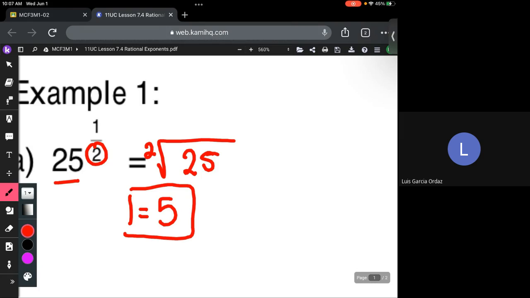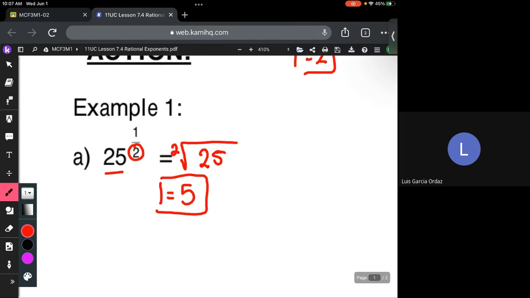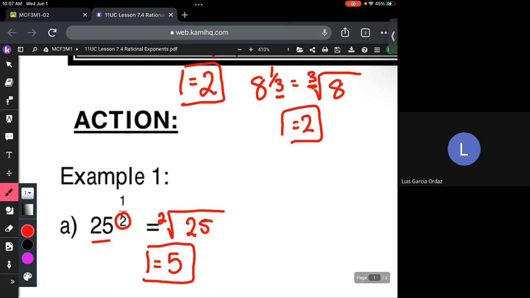Can we just put equals 5? You have to write the other version first and then equals 5. Yes, Olivia? If it's a fraction with the 2 as the denominator, it's just a regular square root.